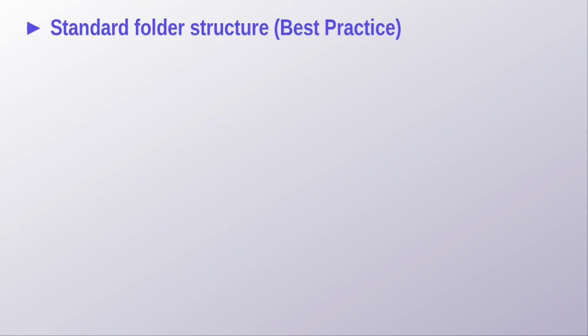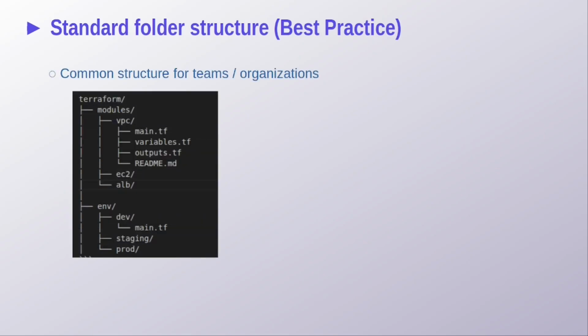Standard folder structure. Now let's talk about the structure, because structure is what allows Terraform to scale. Why does this work? Because of separation of concerns. The module is logic and standard. The environment is configuration and deployment. Benefits: no copy-paste, easy to review, easy to onboard new engineers, easy to scale across the team. This is how we organize the structure of Terraform.